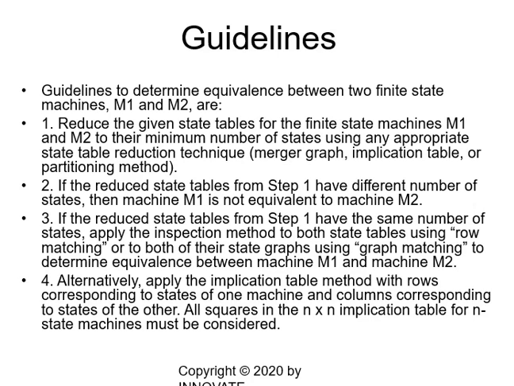3. If the reduced state tables from step 1 have the same number of states, apply the inspection method to both state tables using row matching, or to both of their state graphs using graph matching, to determine equivalence between machine M1 and machine M2. Alternatively, apply the implication table method with rows corresponding to states of one machine and columns corresponding to the states of the other machine. All squares in the n times n implication table for n state machines must be considered.